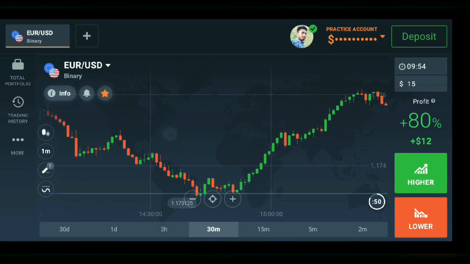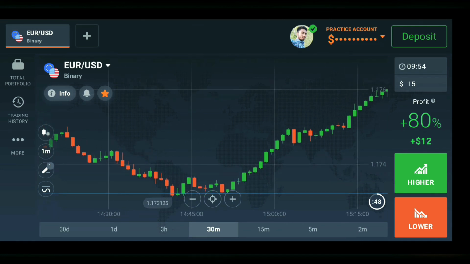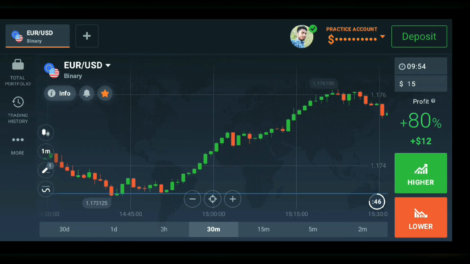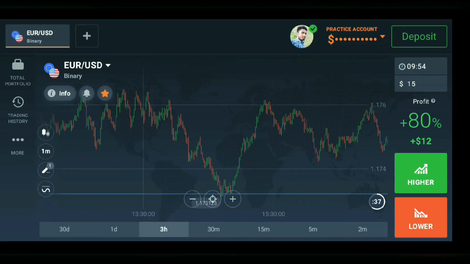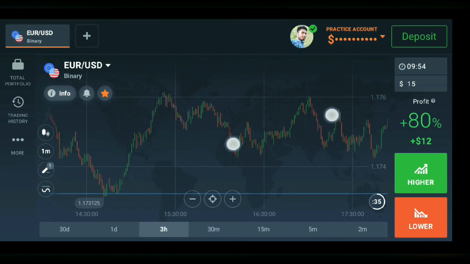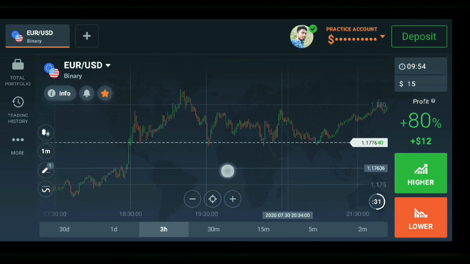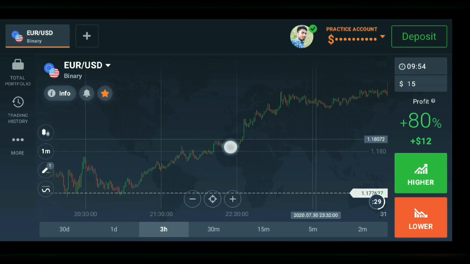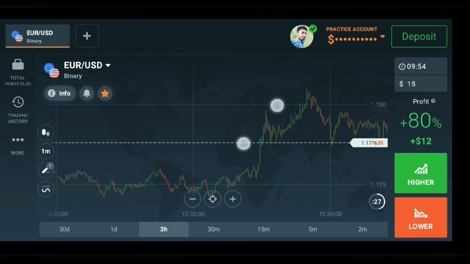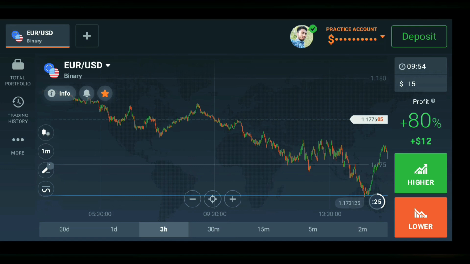So this is how you can observe the market movement, and this is how you come to know that market is going to change its trend. So let me show you another example. Okay, I'm searching for a good one. Okay, wait a minute.